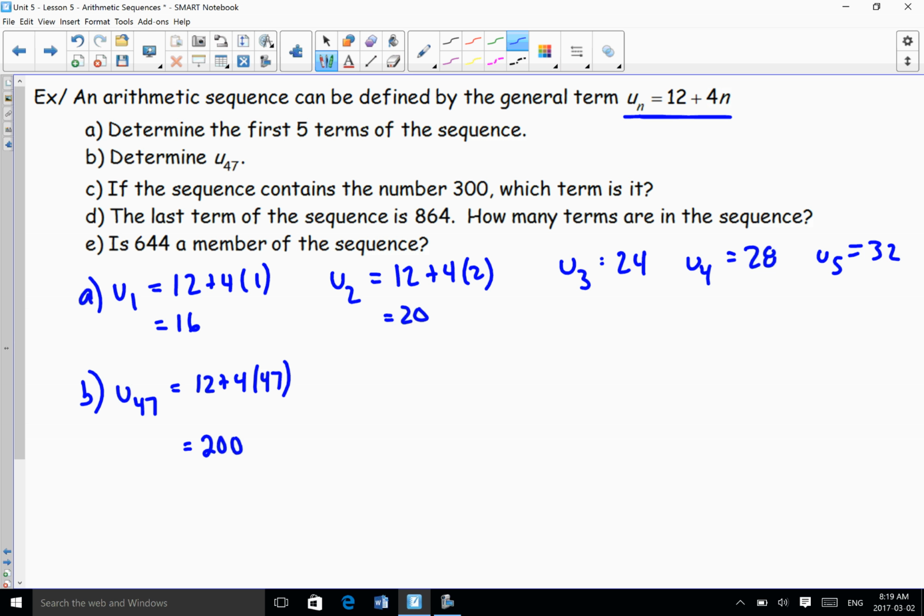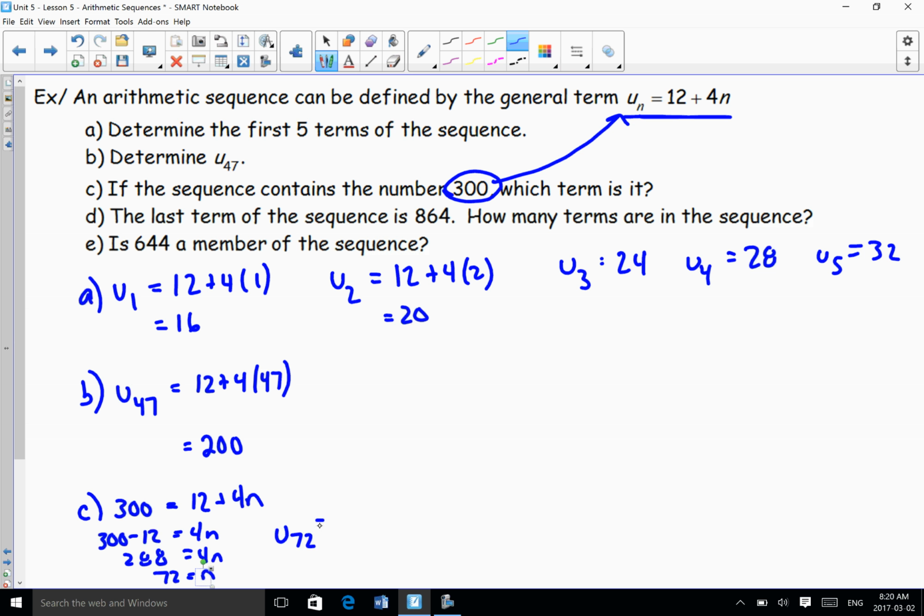Okay. The sequence contains the number 300. Which term is it? So this is one of the numbers in our pattern. It's going to go in for our Un. Okay. It's somewhere beyond term 47. We have to figure out which one it is. So we have this equation that now needs to be solved. So 300 minus 12 is 4n. So we have 288 is 4n, and n is 72. So we could say that U72 is 300, the 72nd term.